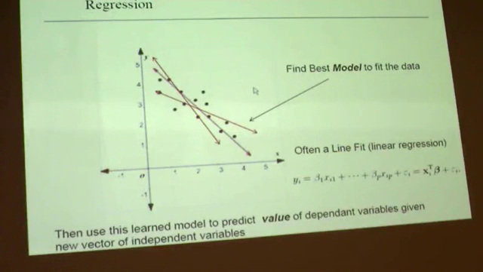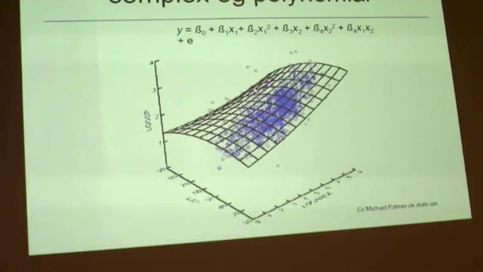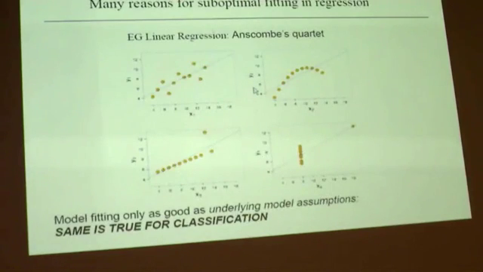And what you're trying to do, in this case being a linear fit, is fit a model that predicts the values of a set of dependent variables given a vector of independent variables. One particular way of looking at regression, obviously that can be potentially a much more complex relationship, polynomial or whatever. So lots of different types of regressor. And regression, like classification, shares the issue that they're only as good as the assumptions you put in.